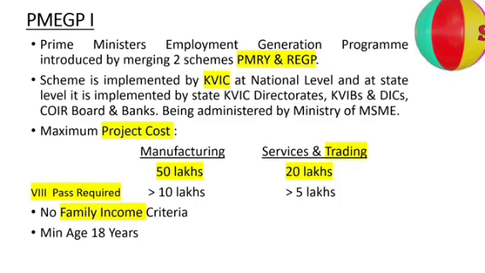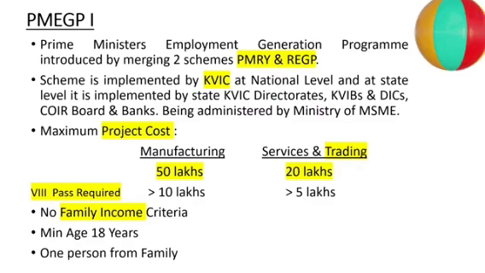No family income criteria. Minimum age is 18 years. That also can be asked in the exam, what is the minimum age in PMEGP. So it is 18 years. And only one person from a family can take a loan. What will be the definition of family for the purpose of PMEGP? The family means here only husband and wife. So out of two individuals, husband and wife, only one can take a loan.